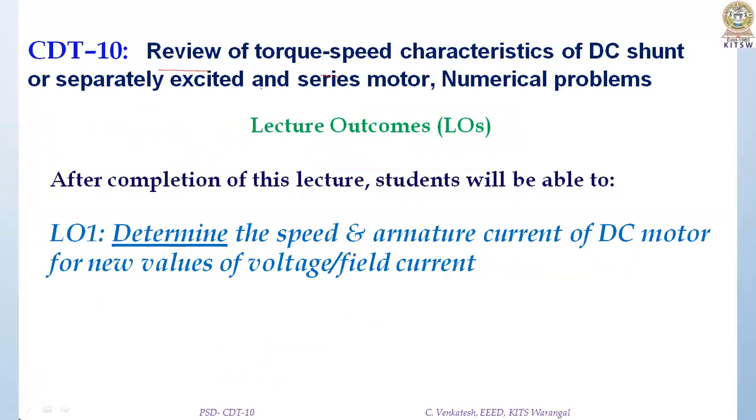We'll first discuss the various types of DC motors and their characteristics, and based on this, we can come to an idea of which DC motor is suitable for a particular application. So at the end of the class, you should be able to determine the speed and armature current of DC motors for new values of voltage or field current. In the problem, the normal or rated values will be given. If there is any change in voltage or field current, then you should be able to determine the new value of speed and armature current of a DC motor.